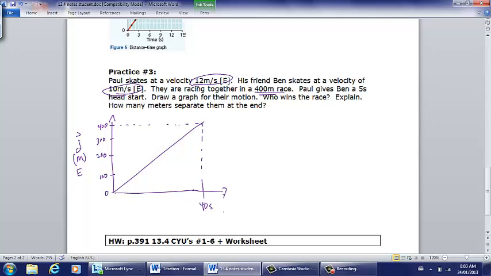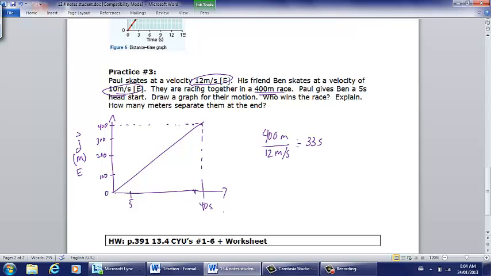Then we have to figure out how long it's going to take Paul. And Paul's going to start at 5 seconds. And if you work it out, Paul has to go 400 meters. And he's going 12 meters per second. It's going to take him 33 seconds. So he's going to get to 400 meters earlier. He's going to get there at 38 seconds. So we would have to draw him getting there here.